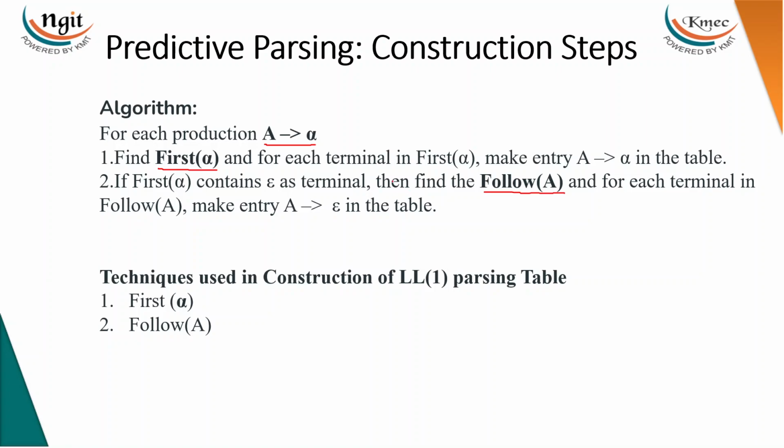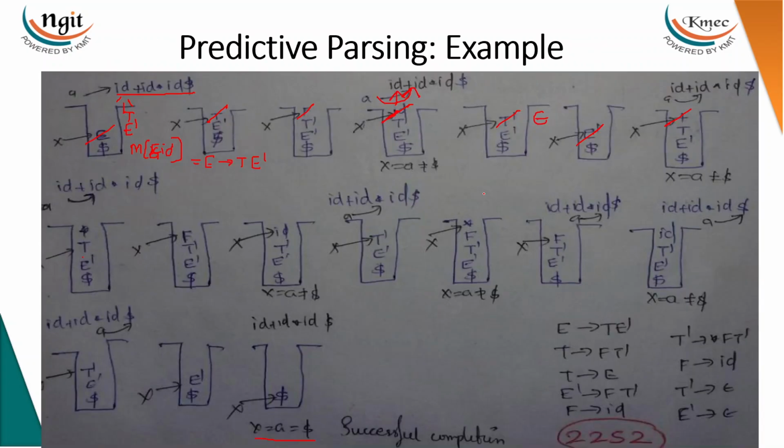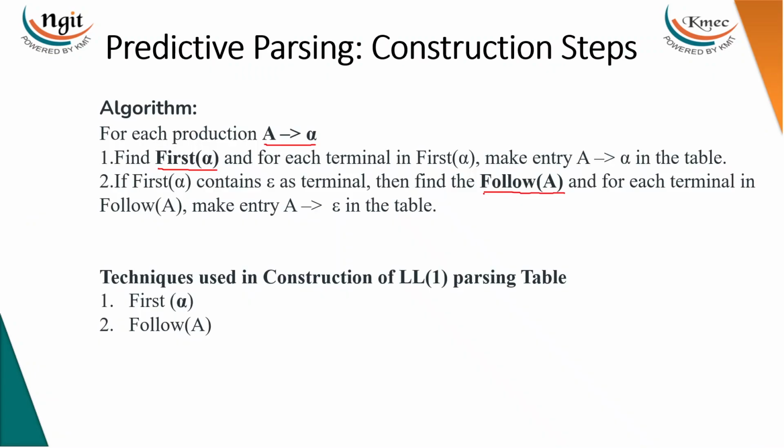So if I repeat these steps again also you won't understand now, but guys, once we are done with the first and follow, I'll come back to this construction of the table. At that time I'll again explain this algorithm, right? So I just wanted to mention that to construct the table we need to follow this algorithm, but to execute this algorithm we need to know how to find the first and how to find the follow. So in this video, first we'll discuss the first, then next video follow, and after that we'll discuss the construction of table. At that time I'll give the same algorithm once again, right? Let me go with this.